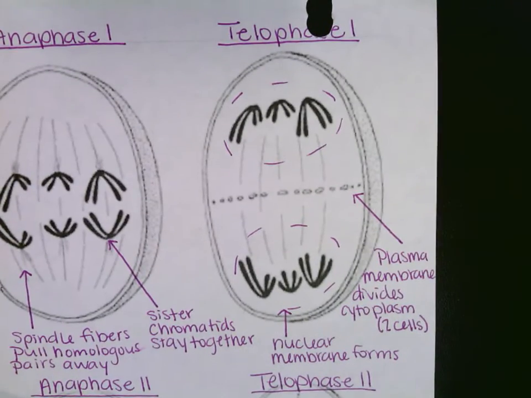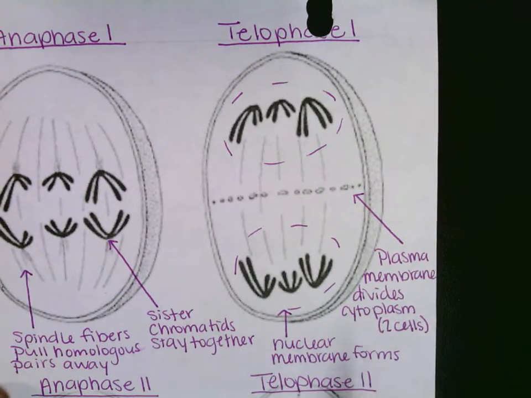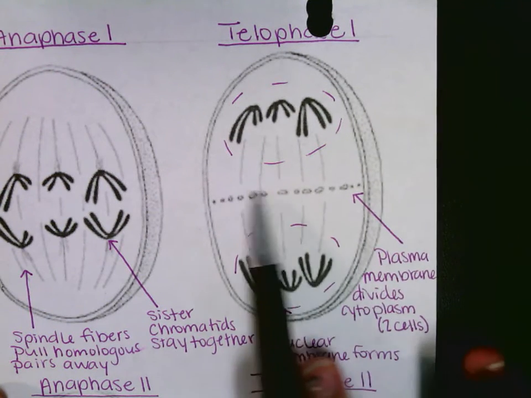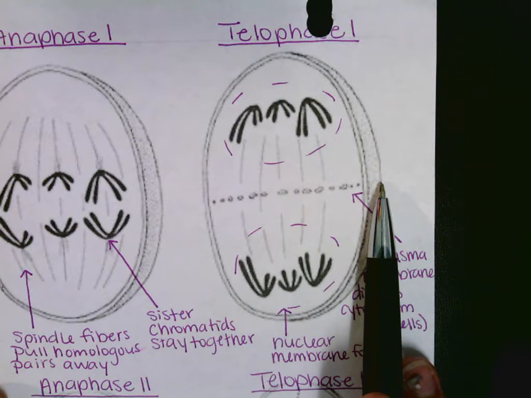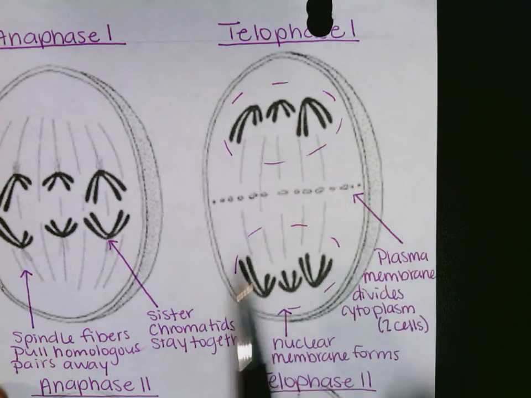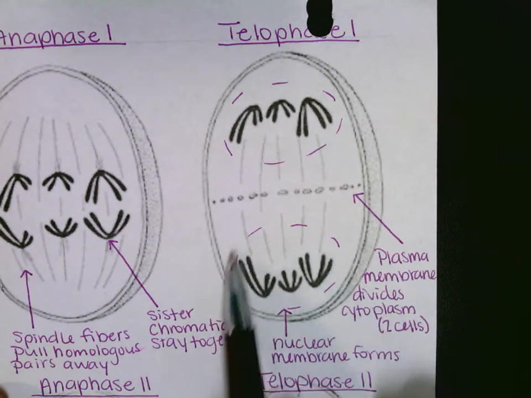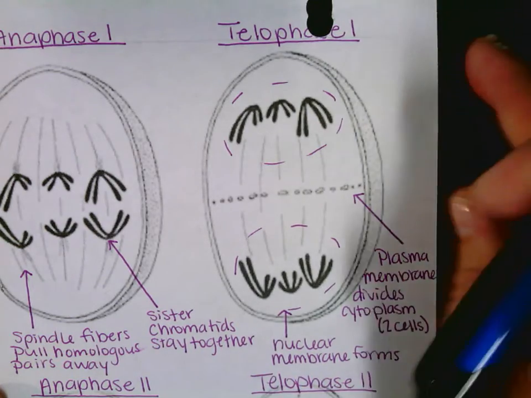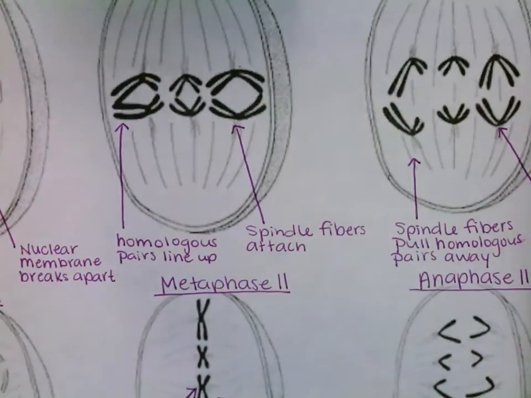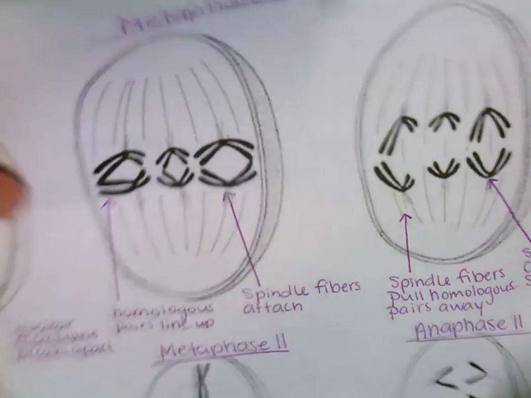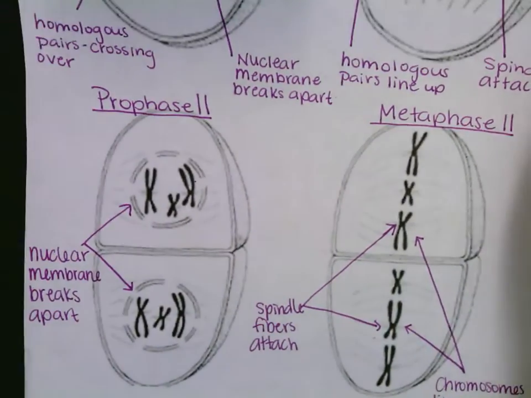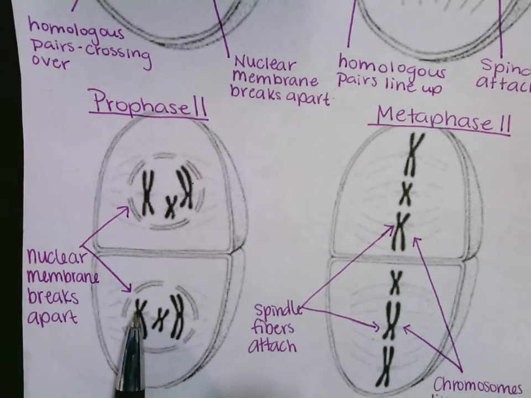Our fourth phase in meiosis is telophase 1, and we see cytokinesis occurring right here, and cytokinesis is just splitting of the cell. We also see our nuclear membrane reforming. Our next phase is prophase 2, and in prophase 2, our nuclear membrane breaks apart again.